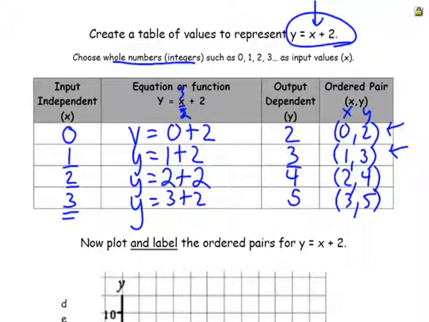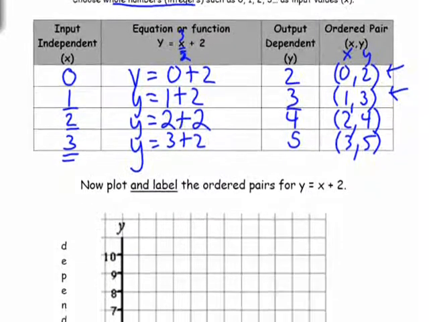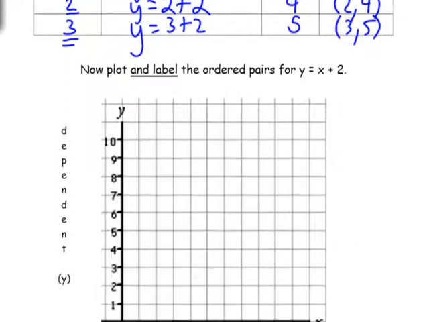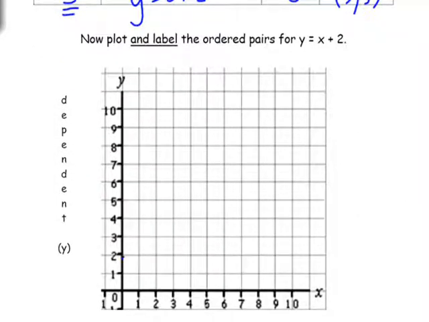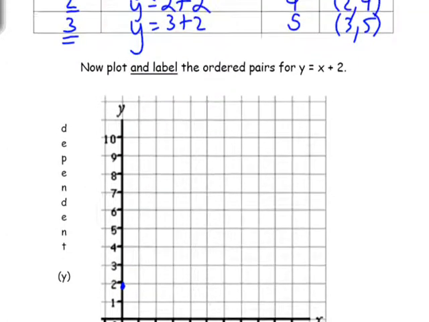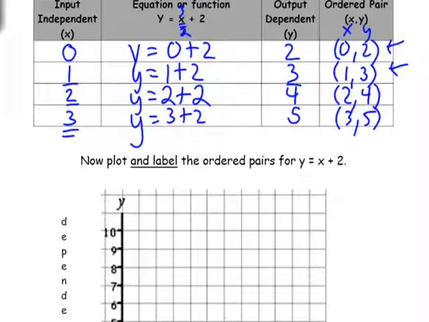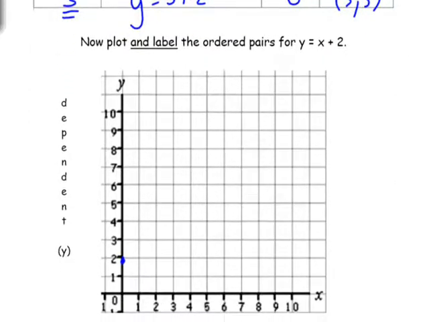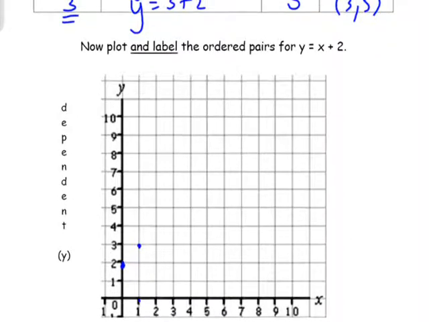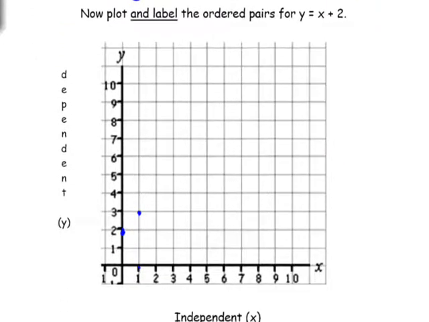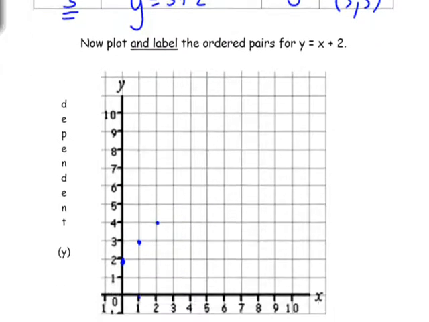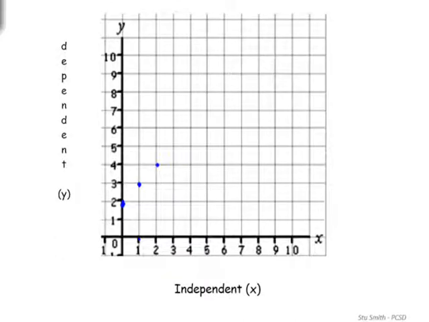Now this is the fun part. We're going to plot these points, and then we're going to see if we can make a line from the points. So 0, 2 is first. I'm going to run 0, jump 2. Our next point is 1, 3. I'm going to plot that, so I'm going to run 1, jump 3. Then we have 2, 4, so I'm going to run 2, jump 4. And our last point is 3, 5, so I'm going to run 3, jump 5.